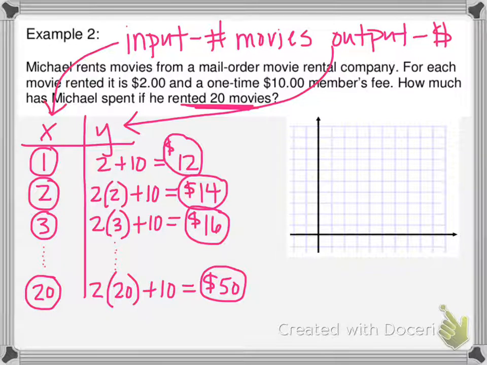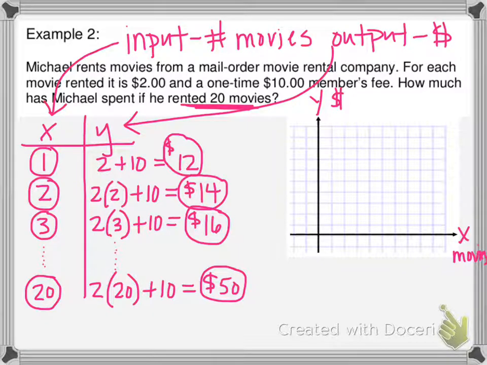But we also are looking at the domain and range. First of all, just like in the previous example, because you can't rent part of a movie, there wouldn't really be a need to connect these input-output pairs. So let's take a look at what the graph would look like. The X values are here, the Y values are our money, and the X values are our movies. I'll just abbreviate that.